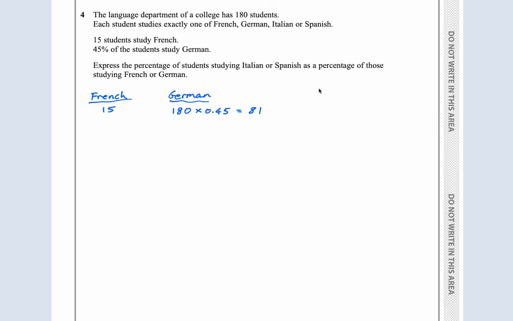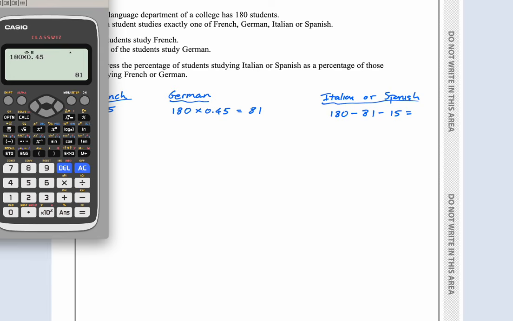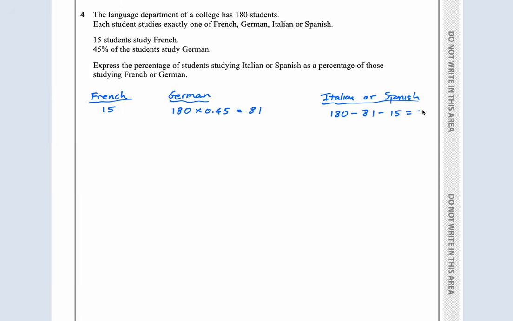81 study German. And then Italian or Spanish. So that's just one thing. Italian or Spanish, you can put them together because he's not asking for them individually. So Italian or Spanish is going to be the total minus the 81 Germans minus the 15 French. I should be able to do that in my head, guys, but let's not take any chances. 180 minus 81 minus 15 is 84. So there's 84 who study Italian or Spanish.